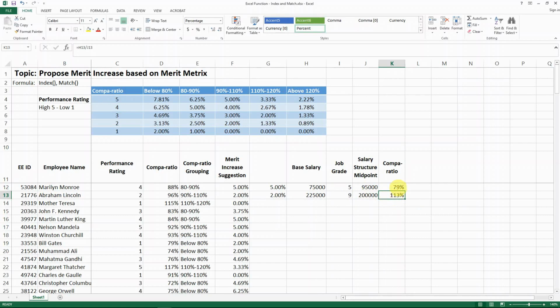In aggregate, companies usually try to aim for an average compa-ratio of 100%, because that means your average employee base salary is quite aligned with your salary structure midpoint, which means your salary structure midpoint can cover the range of your different employees pretty well.